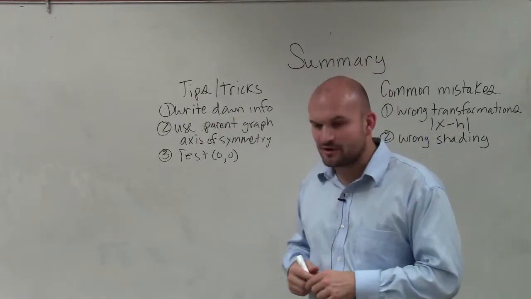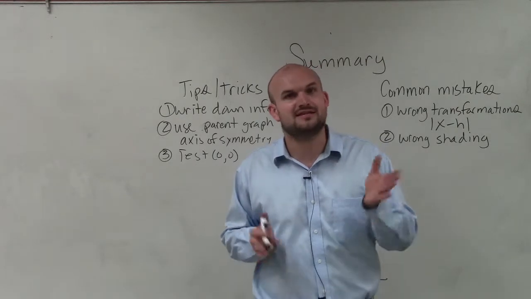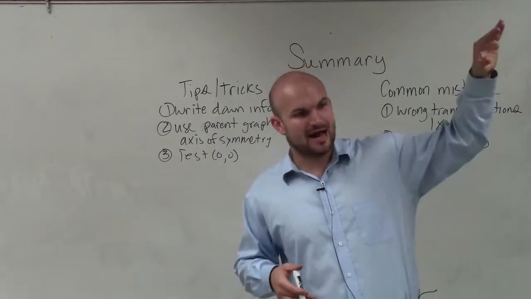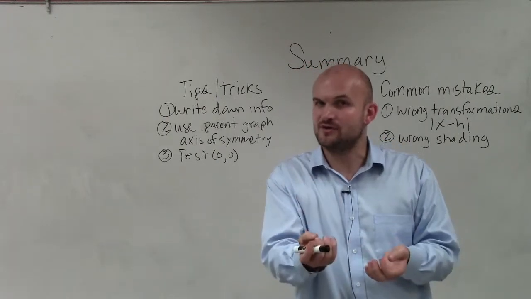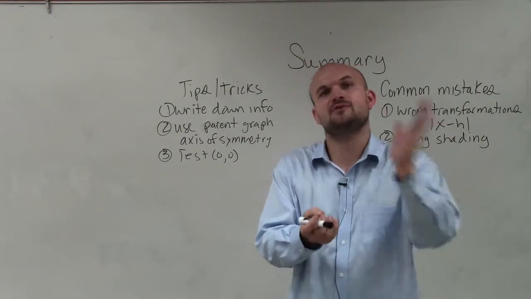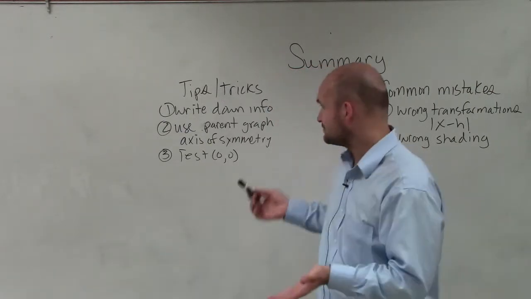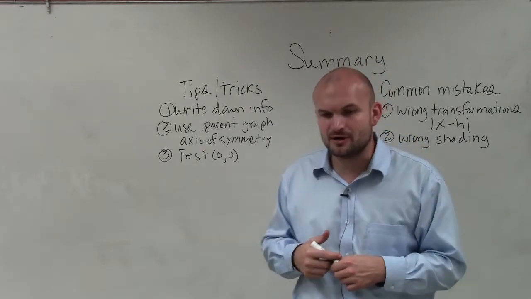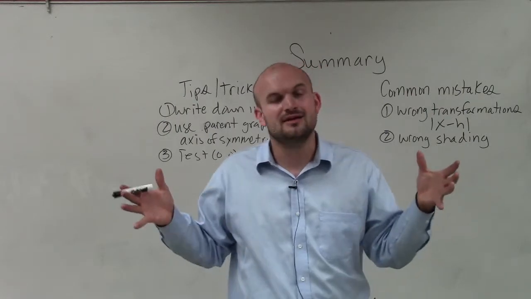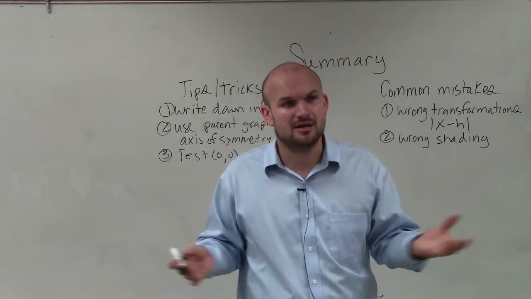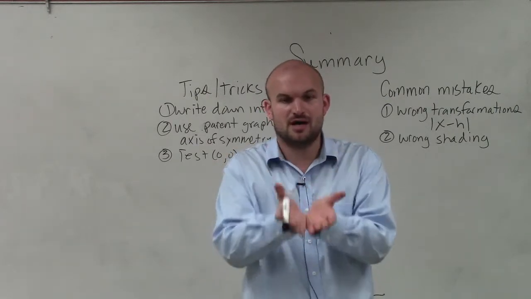The next thing is using the parent graph and the axis of symmetry. I see so many students use a table of values and they don't use the axis of symmetry, and they'll graph a whole table of values and it's just a straight line. They never thought to identify where the vertex is, choose points to the left, and then reflect over the axis of symmetry. The other thing is I see a lot of students not using the parent graph, and using a table of values when there is no compression or stretching. If there's no compression or stretching, you literally have your parent graph just shifted left, right, up, down, or reflected.